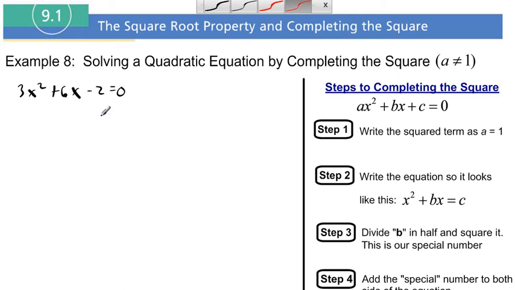Okay, so let's solve this again. And by using the same steps that we've been doing this whole time, we're just going to implement step 1. But once you do step 1, then it's all the same as the other examples here, okay? So let's write the squared term as a equals 1. So that means our a term right here has to be a 1. Okay, well, obviously this a is not a 1.